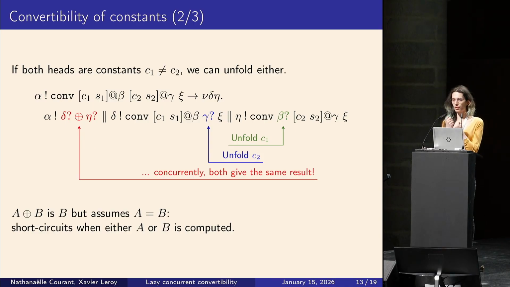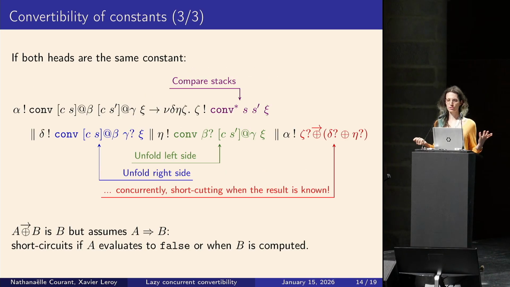And we know that both unfoldings will give the same result in terms of convertibility of the arguments of both sides. So we have this choice operator where A choice B is B, assuming that A equals B. This is not a normal Boolean operator because it's not interesting if seen as a Boolean operator. But if we look at it in terms of computation, this is an operator which short-circuits as soon as either side is computed and stops with this result.